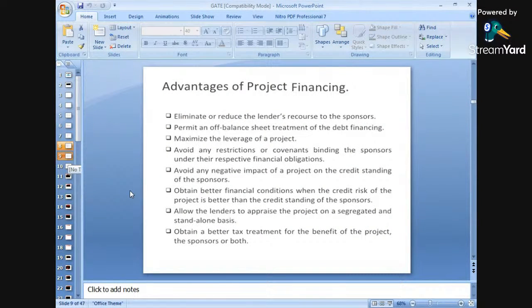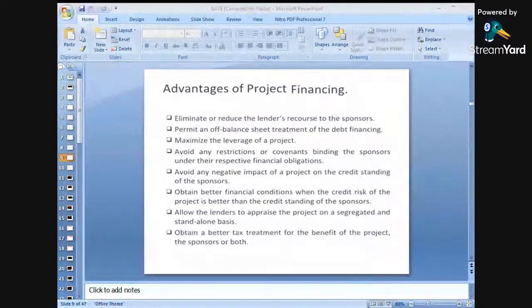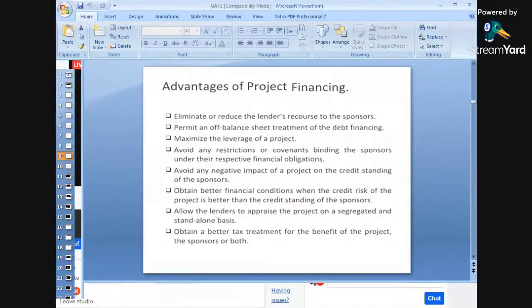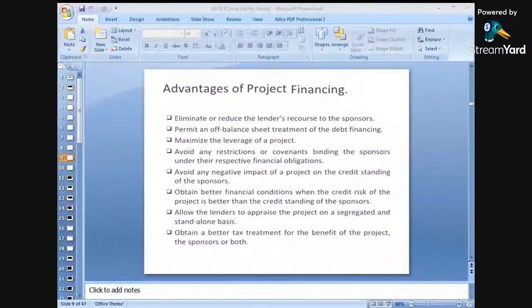Next, what are the advantages of project financing? Why does it have to be studied? First, it eliminates or reduces the lender's recourse to the sponsor. That means it is beneficial for the various investors who are investing the amount. So this project financing is a very important term related with the lenders, those who are investing for a particular type of project.